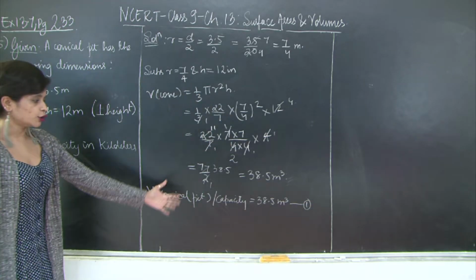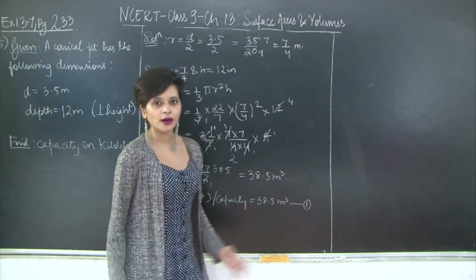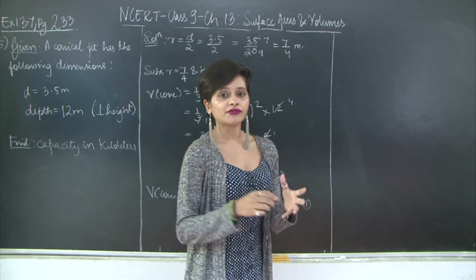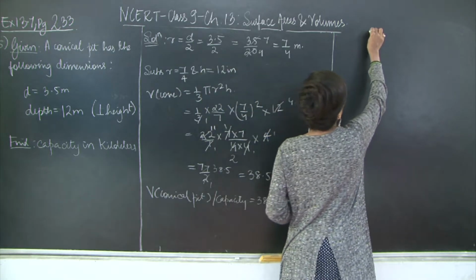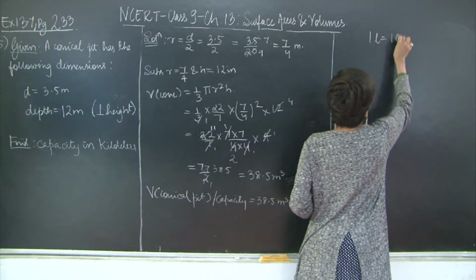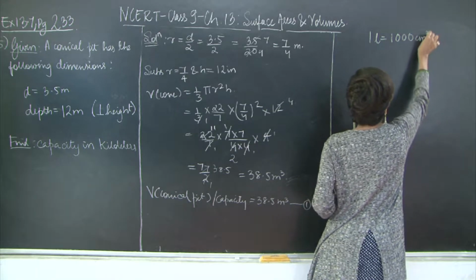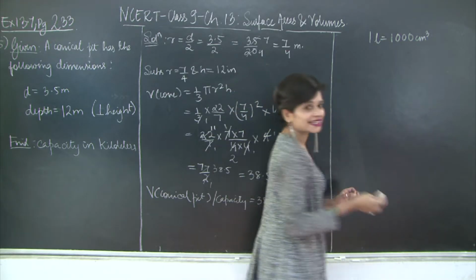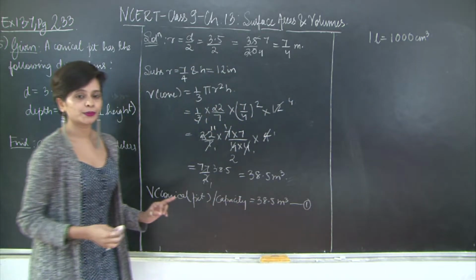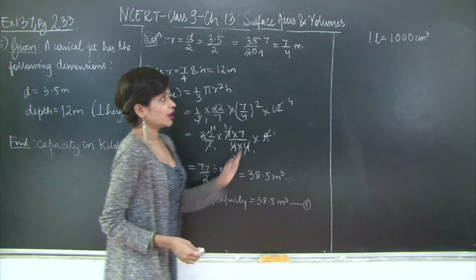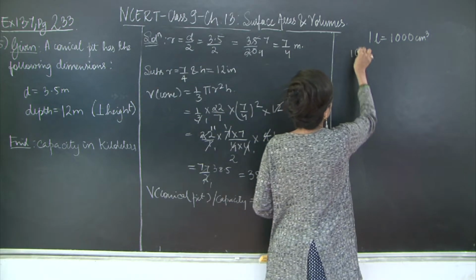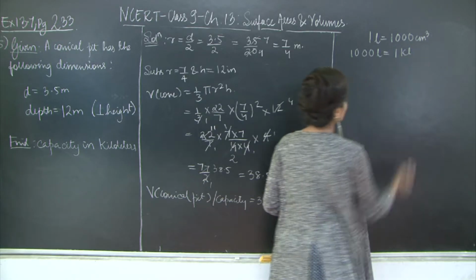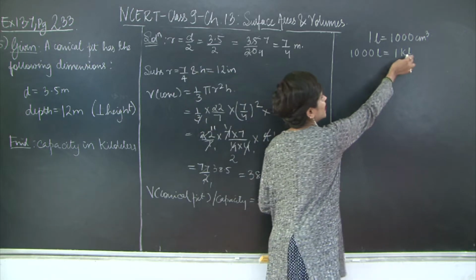So now we have got the volume or the capacity of the conical pit in meter cube. Let's convert it to kiloliters. So please pay careful attention right now, because we are going to do conversion of units. We know that 1 liter is equal to 1000 centimeter cubes. So now we have a relationship between liters and centimeter cubes, but we need a relationship between kiloliters and meter cube. We know that 1000 liters is equal to 1 kiloliter. So we even have a relationship between liters and kiloliters.